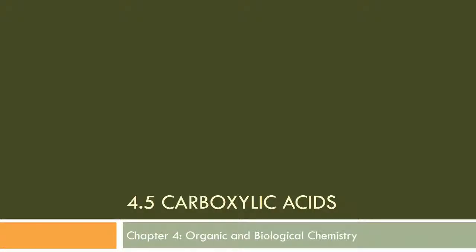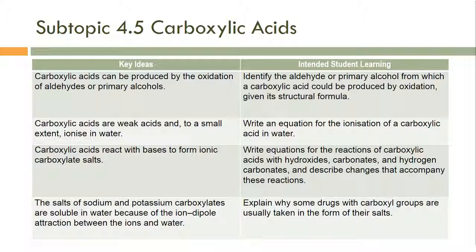Okay, let's start. All right, carboxylic acids. What you're meant to know. Identify the aldehyde or primary alcohol from which a carboxylic acid could be produced by oxidation given its structural formula. So very similar, backtracking what reactant was used to produce a carboxylic acid.